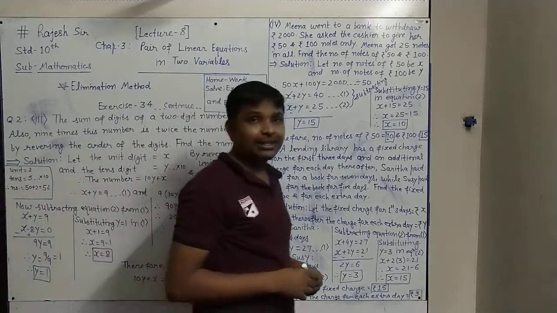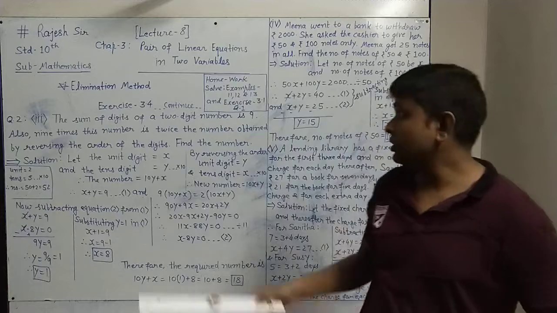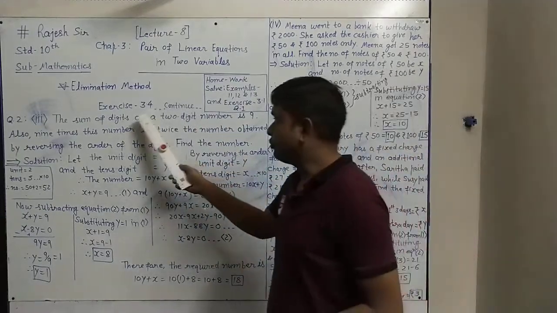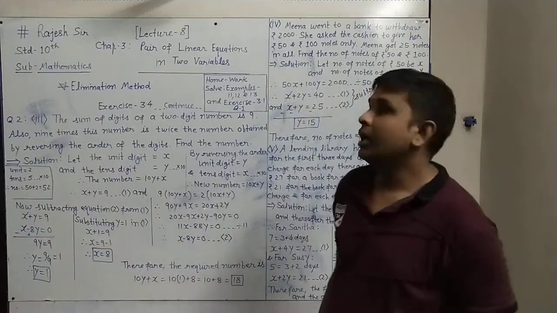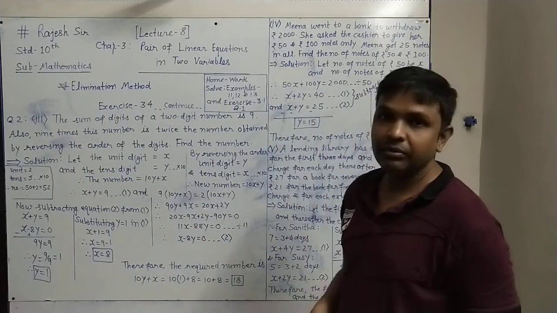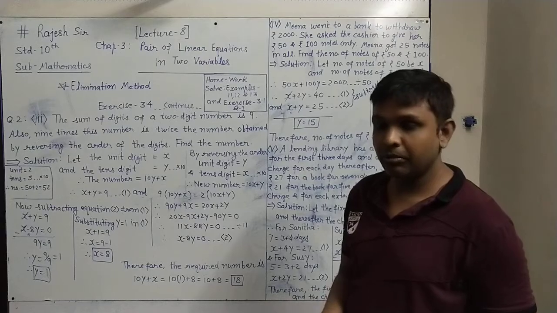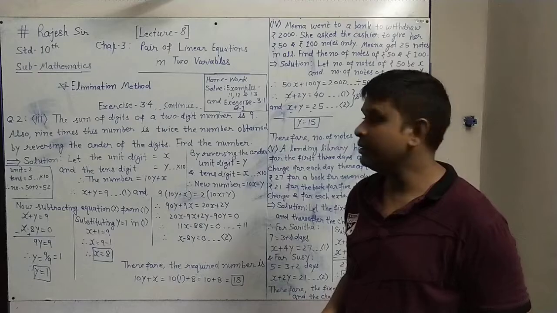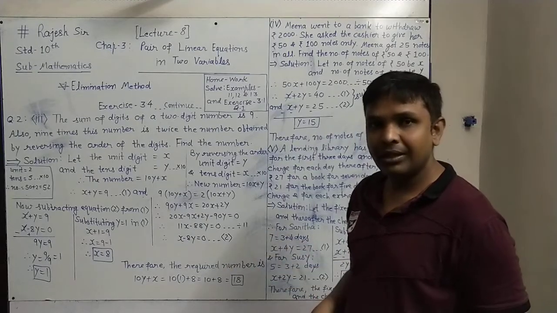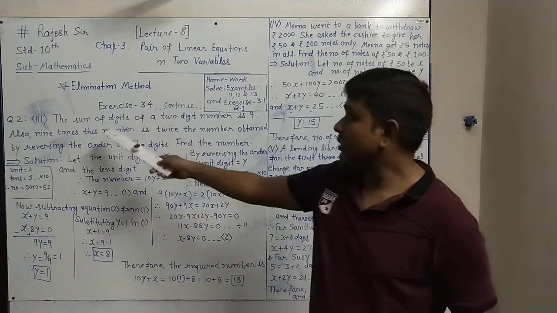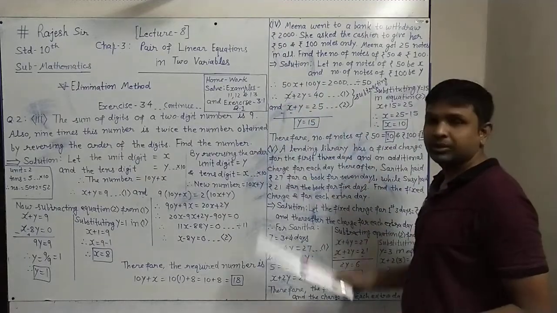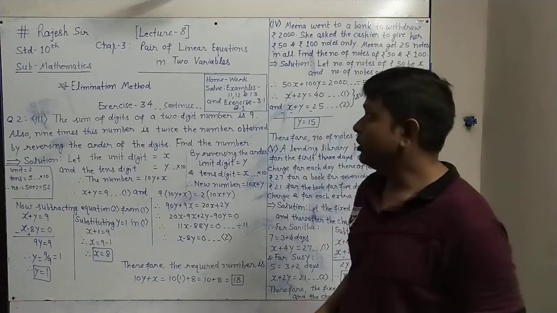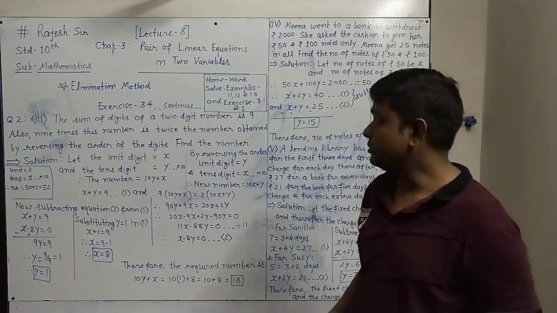So in the last lecture number 7, we started the elimination method, and in that we were solving exercise 3.4, question number 2. We have solved the first two questions, which were problem sums: we made the pair of linear equations and solved them. Now three more remain in question number 2, the third, fourth and fifth. We will see those in this lecture, and we will confirm our knowledge about the elimination method.